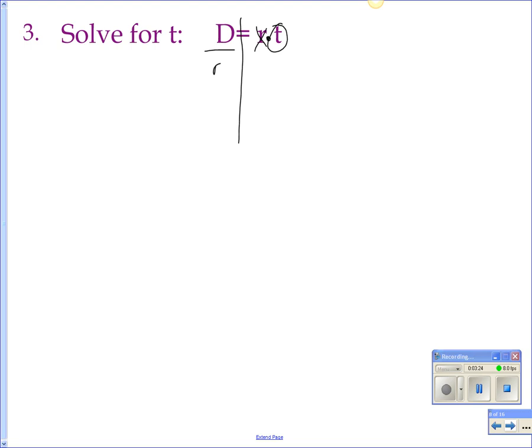Okay? So again, you don't have to do this step, but you do have to know on the test, it's going to be T equals D over R. That's what the answer will look like on the test. T equals D over R.